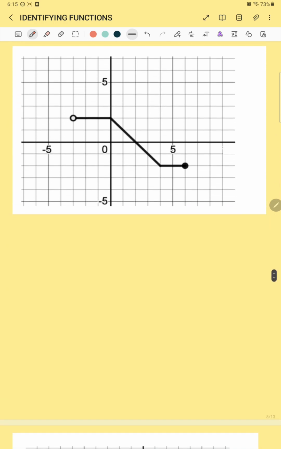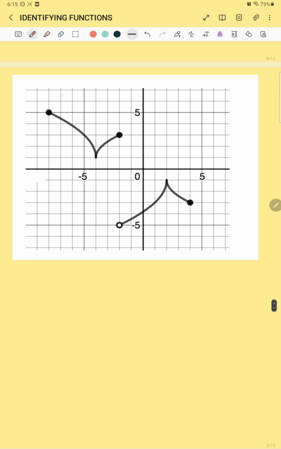I have another graph. Let's draw vertical lines. A vertical line touches only 1 point on the graph, so yes, it is a function. Okay, for this graph, let's draw the vertical line. This line is touching this point of the graph. This point is not included in the graph. So whenever we draw a vertical line, it touches the graph at only one point. So it means yes, it is a function.